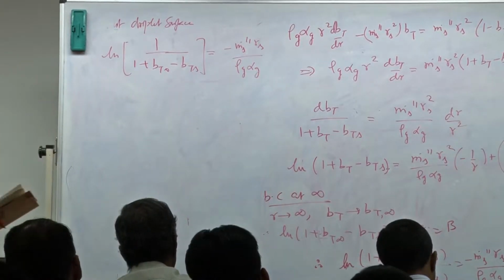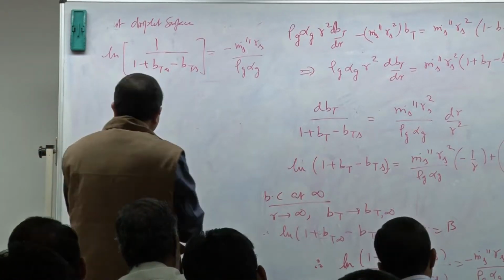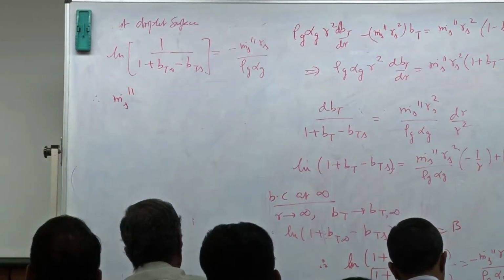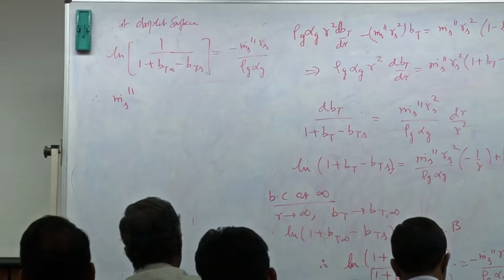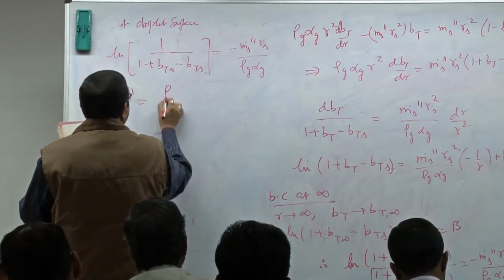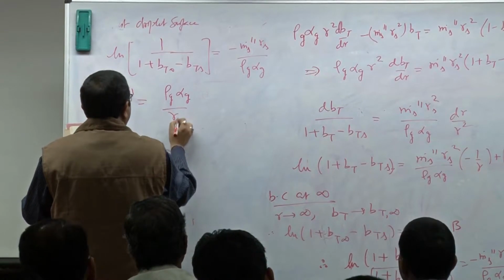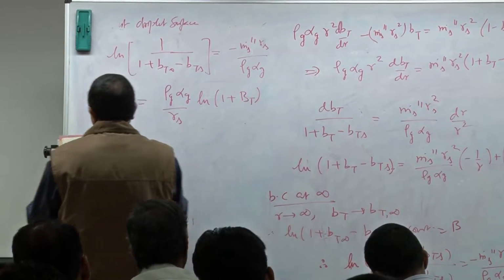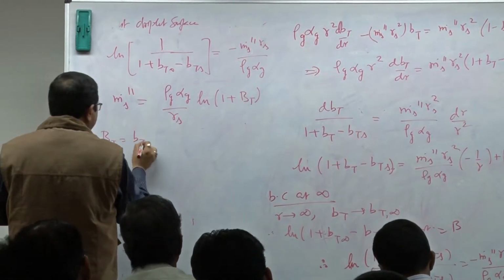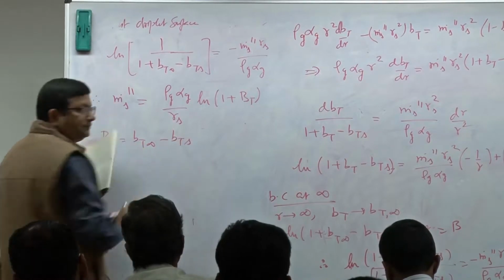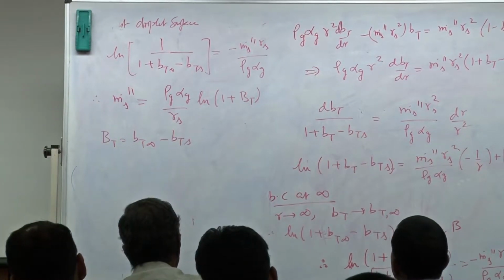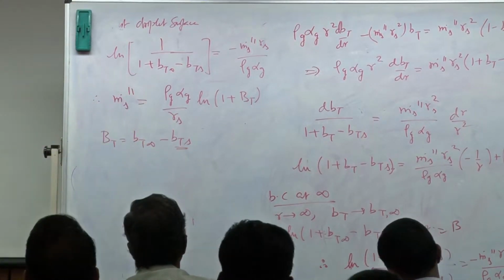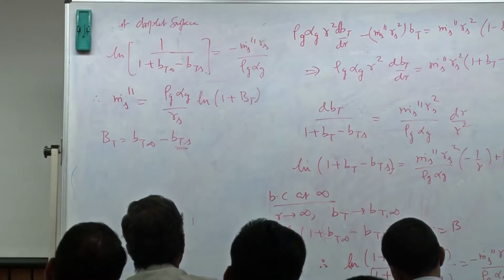At the surface, R is equal to Rs. So, finally, we get the evaporation rate at the surface in terms of all the known parameters, which is rho g alpha g by Rs ln(1 + B T), where capital B T is defined as before. Now the only thing is that we have to evaluate this. If we can get the value of B T at the surface, we can have the full solution.